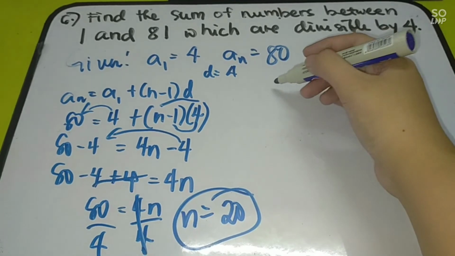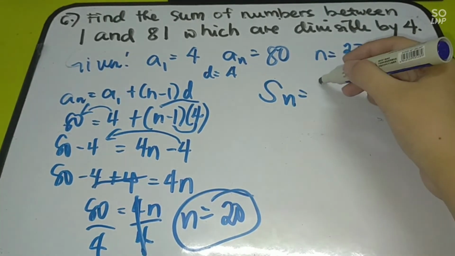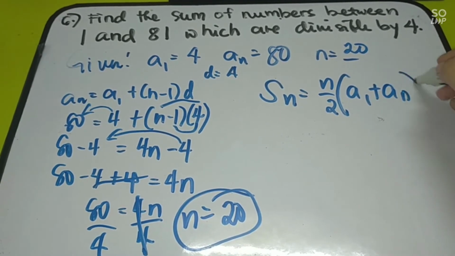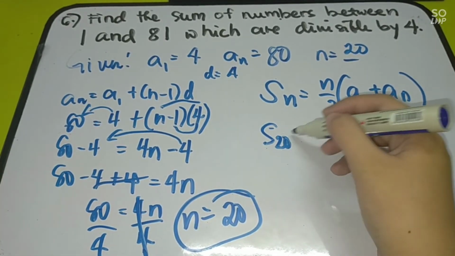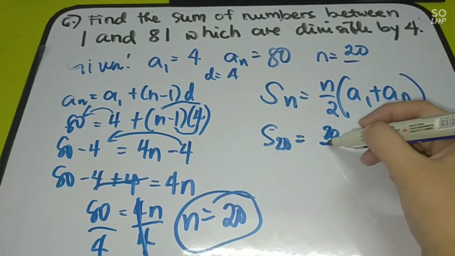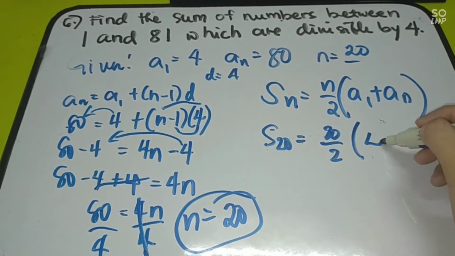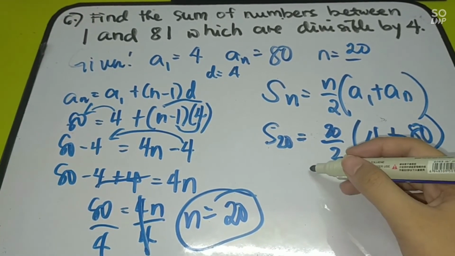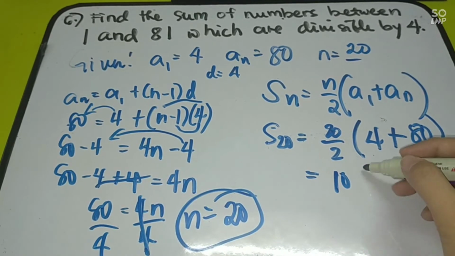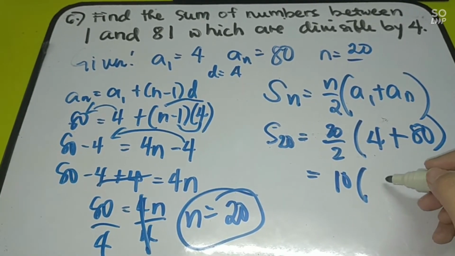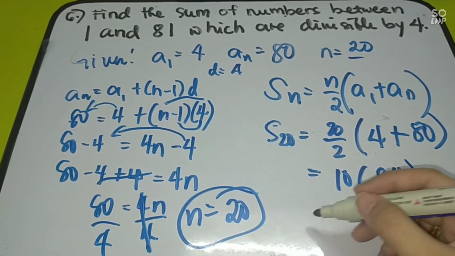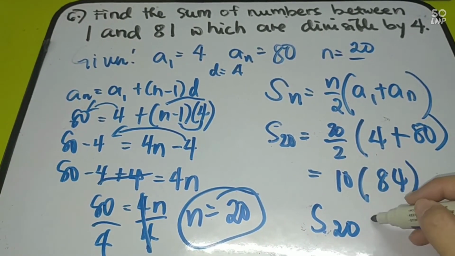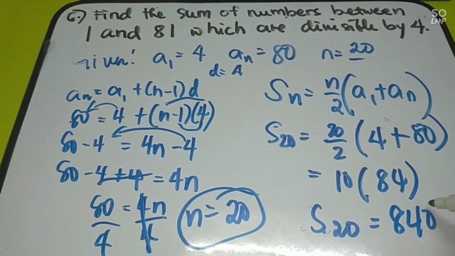Afterwards, move tayo sa formula. S sub n is equals to n over 2 multiplied by a sub 1 plus a sub n. So, we have your S sub 20 is equals, ang n mo ay 20 over 2 multiplied by 4 plus, ang last term mo ay 80. So, it is equals to 10 times 4 plus 80, that is 84. Then, just multiply. So, we have here S sub 20 is equal to 840.